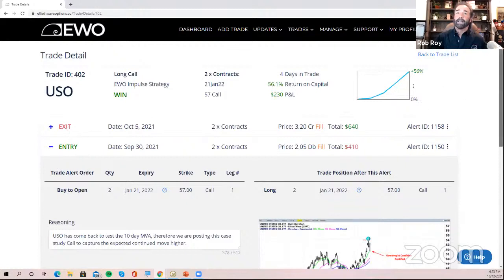So I just wanted to get that in there, because I'm always talking about this tractor beam effect on how the round large numbers tend to just draw stocks to them.